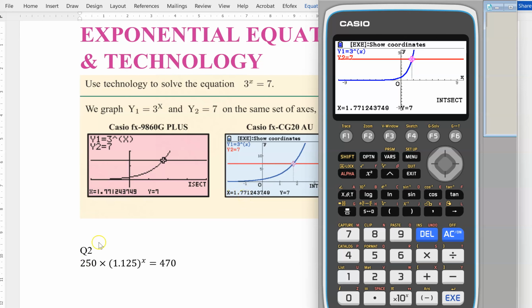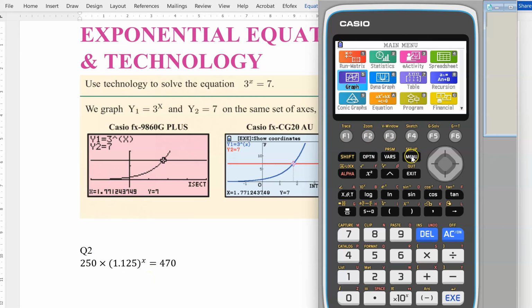All right, hopefully you can see here with question 2, if we tried doing it in the graphing mode, the numbers are a lot bigger, and so we're going to have to fiddle with the scale. So my preference is to do this.